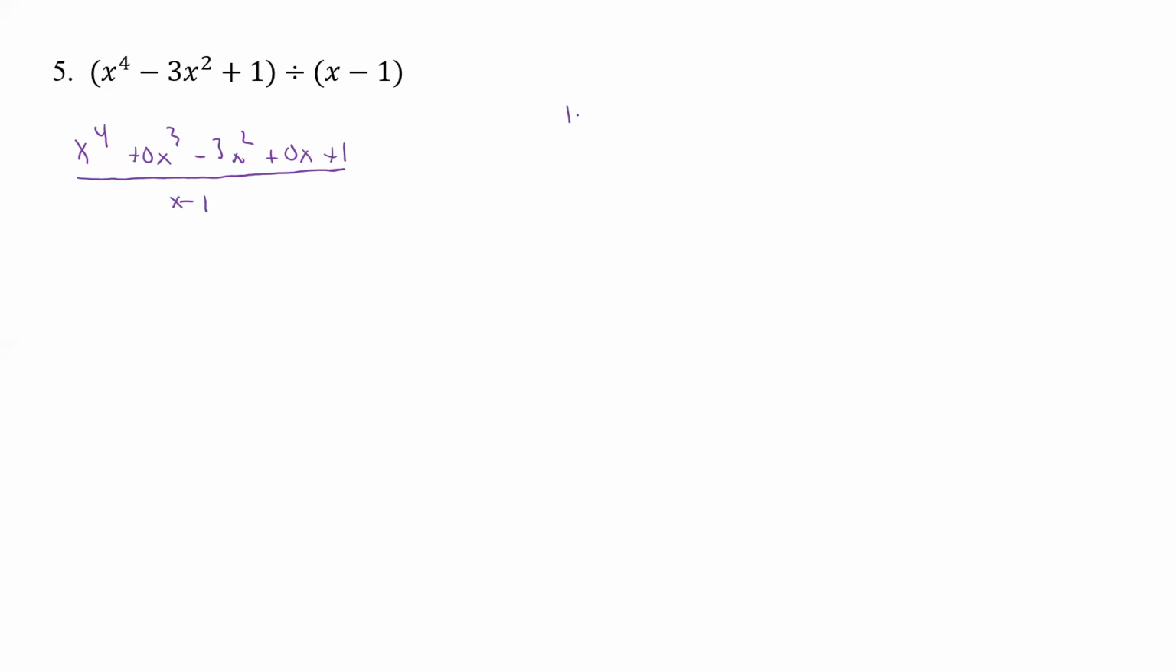So 1 is going to go into this because our k is 1. So we have 1, 0, -3, 0, 1. Bring down our first term, that's 1. 1 times 1 is 1. 1 plus 0 is 1. 1 times 1 is 1. Minus 3 plus 1 is minus 2. That's going to give me a -2. That's going to be -2. That's going to be a -2. And that's going to give me a -1. And so that is my remainder.